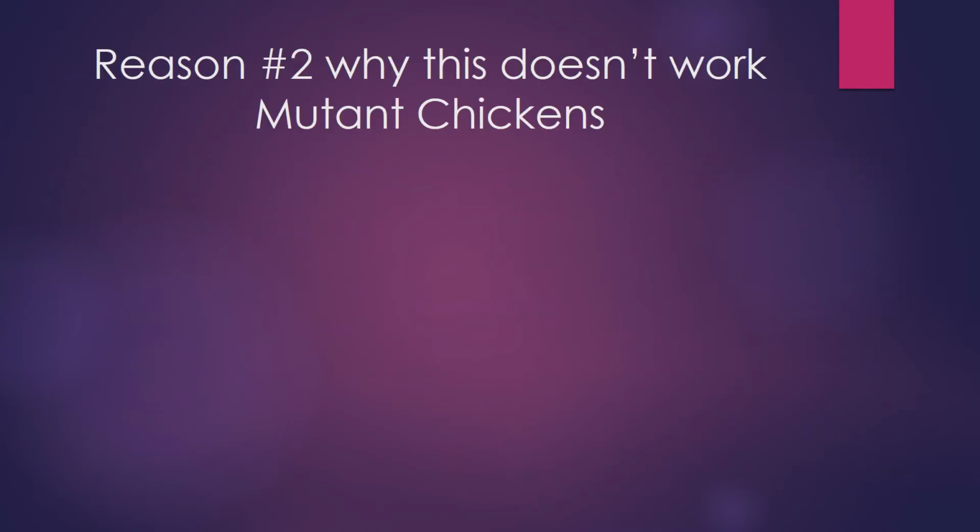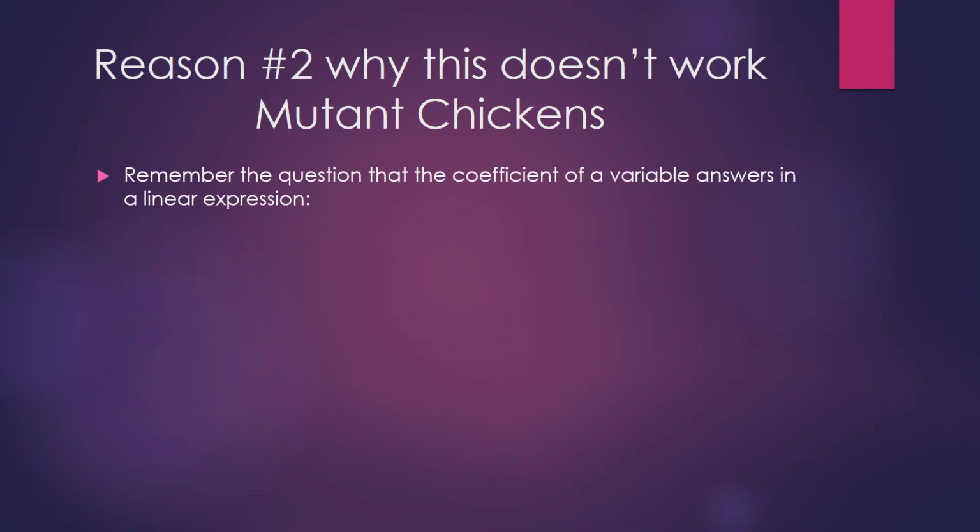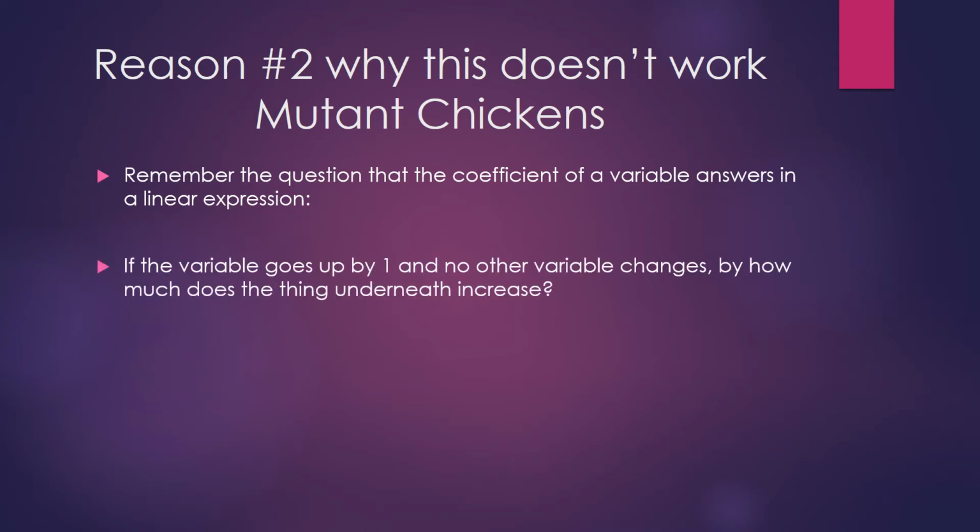Here's another way to see it, which leads to the issue of mutant chickens. Remember that the numbers that appear in a constraint are supposed to answer a question. Specifically, the coefficient that a variable has in a linear expression always answers this question: if the variable goes up by 1 and no other variable changes, then by how much does the thing we're talking about, the thing underneath, increase? Let's try that with our current example. Here's our equation. And no doubt about it, the left-hand side of this constraint is measured in chickens.